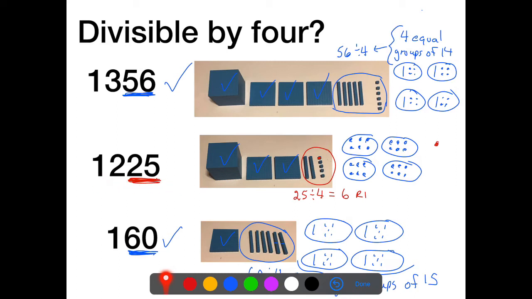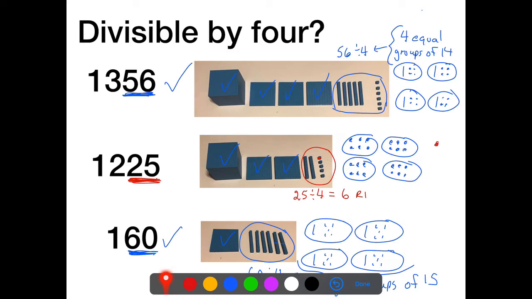1,225 is not divisible by 4 because 25 is not divisible by 4. Ignore the thousands and the hundreds. 25 divided by 4 is 6 remainder 1. That is 4 equal groups of 6 with 1 left over, so this number is not divisible by 4.